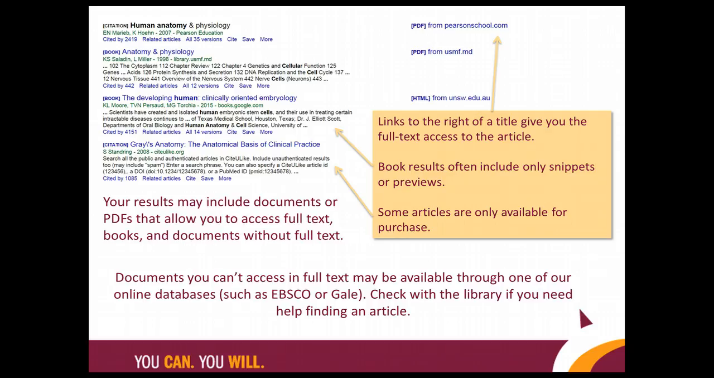Some of your results in Scholar may be books. These will usually be snippets or previews, which won't allow you to see the whole book. Check the library catalog, or check with the librarian to see if we can obtain a copy of the book for you. Some articles may only be available if you're willing to purchase them.